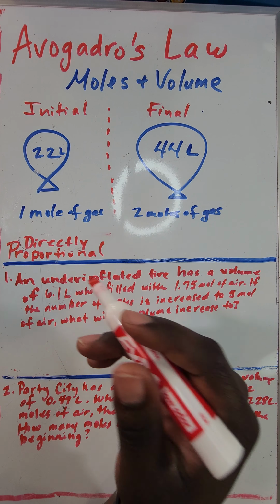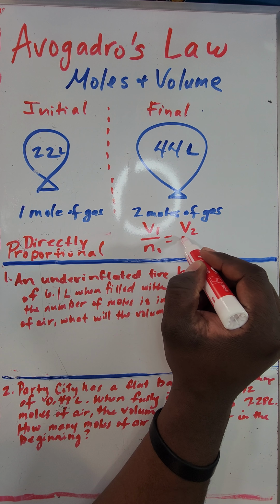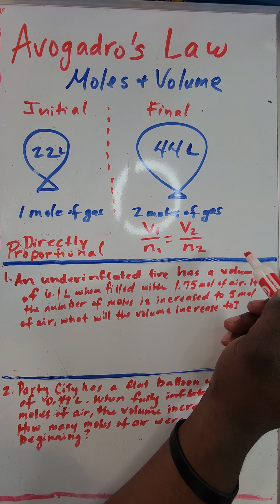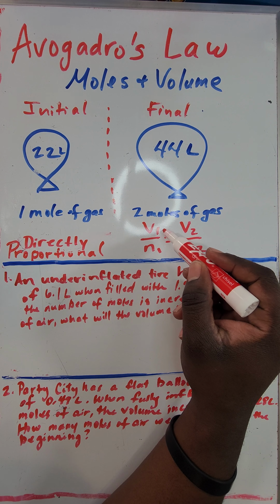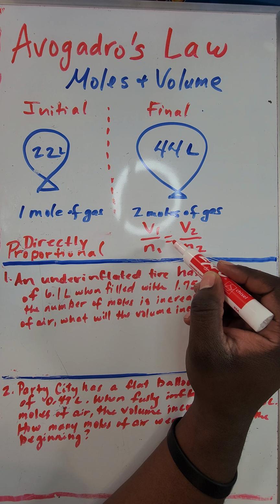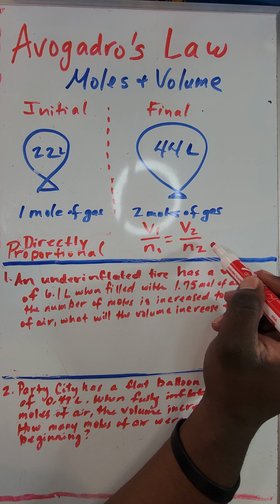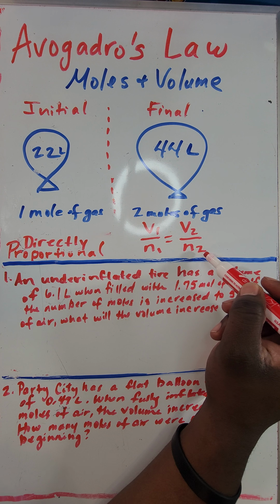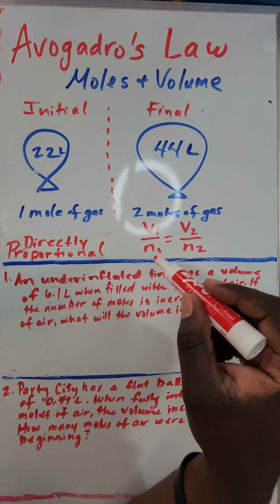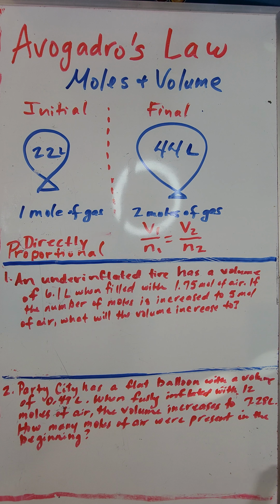Now for our formula, we're looking at V1 over N1 equals V2 over N2. So volume 1, our initial volume, divided by our initial number of moles is going to be equal to our final volume over our final number of moles. Now let's go to the problems, these 2 examples, and work them out and see what we get.